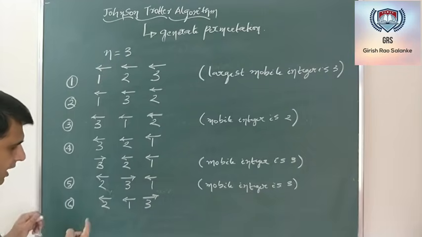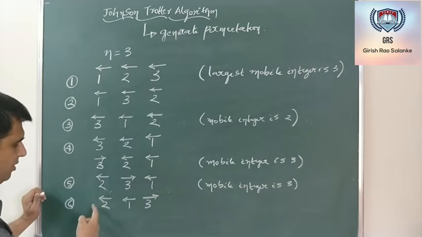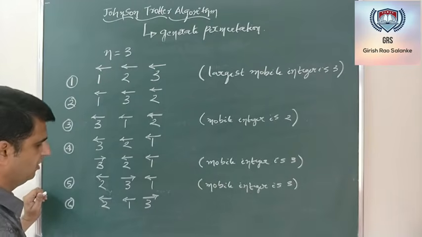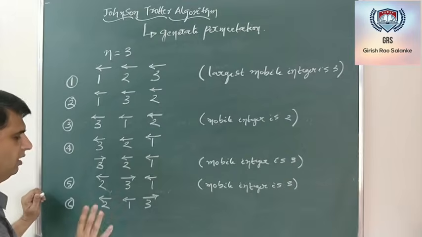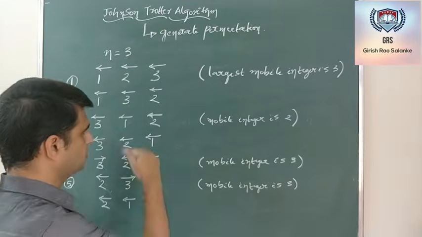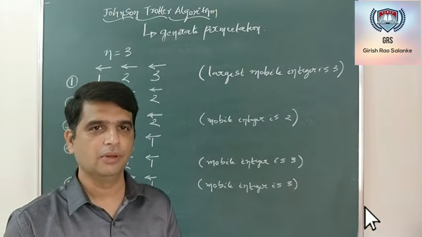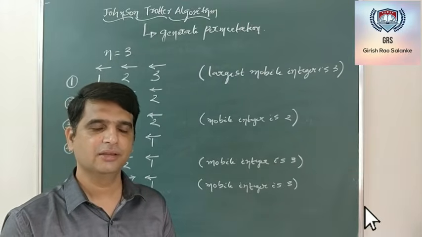Now check whether there are any mobile integers here. 2 is pointing to nothing. 3 is also pointing to no integers. 1 is pointing to 2, but 1 is not a mobile integer. Now you need to stop here. This is about the Johnson-Trotter algorithm. Hope this is clear. Thank you.